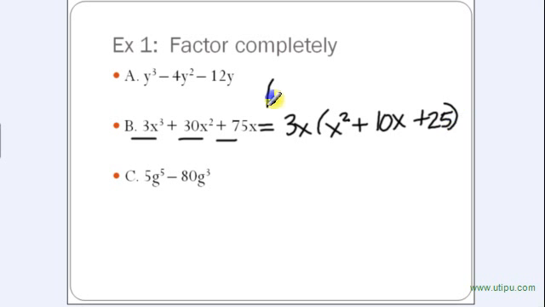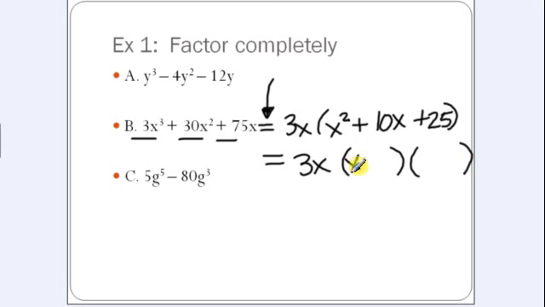So keep in mind, each step I do remains equivalent to what I started out with. If I were to distribute the 3x back to all 3 terms, it would equal the original polynomial. Now, I need to keep going if possible. 3x will stay out in front. Let's see if we can split this up into 2 factors.